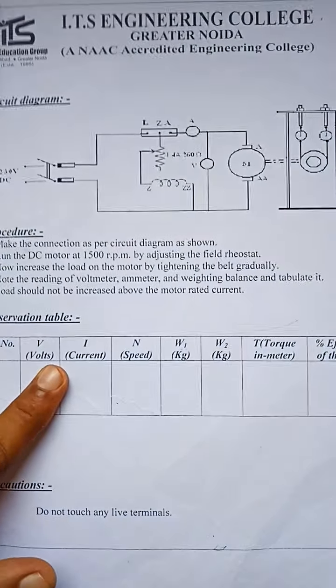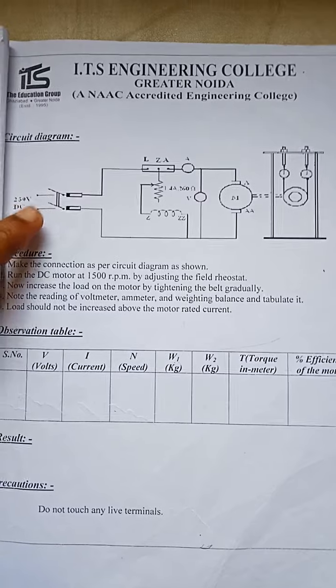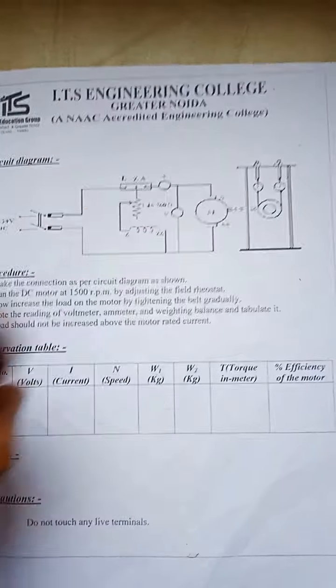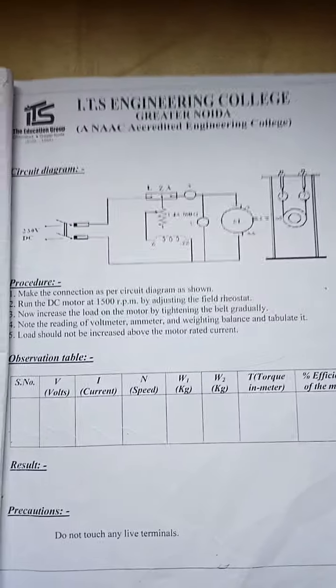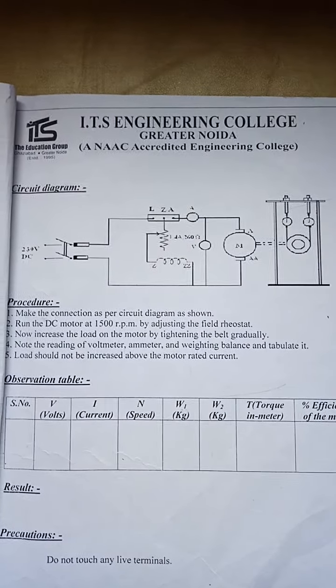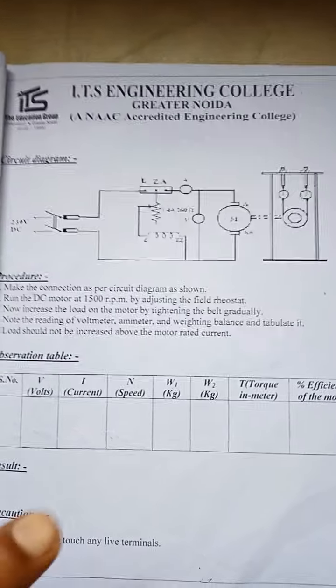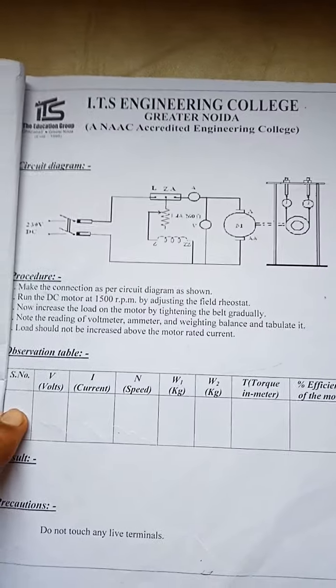Just have a close look on this circuit diagram. The two terminals of the DC supply are fed in this fashion, to L, Z, A, where L, A and F are the line, armature and field. So the connection is in front of you, the same connection we will make in our experiment.